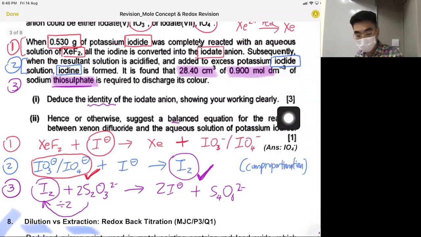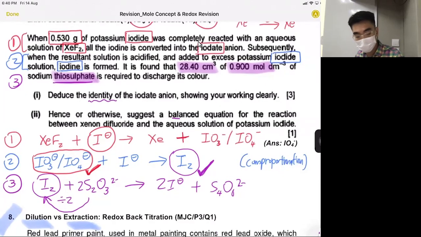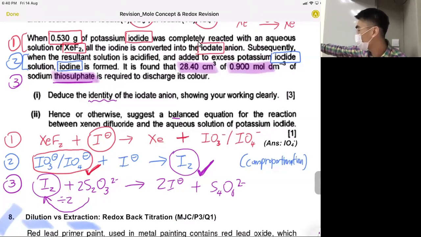Okay, so this can be your theory paper or your back titration. It's your back titration anyway. So you must convert IO3 to I2, then IO4 to I2. Yes, and then combine both with the I minus. Yes, can get one.